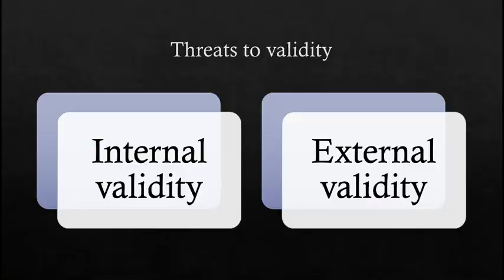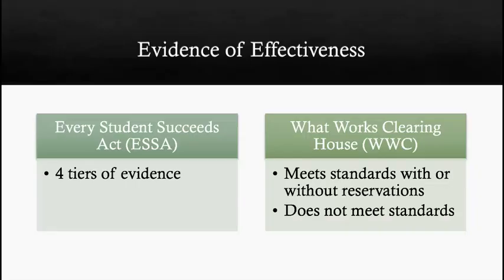After you have thought through the type of design and identified potential threats to validity, you will need to think through what evidence of effectiveness will look like for your project. There are two different systems utilized at the federal level that can be used to look at levels of evidence: Every Student Succeeds Act, or ESSA, and the What Works Clearinghouse, or WWC, design standards. The ESSA system breaks down evidence into 4 tiers, while the WWC looks at evidence as meeting with or without reservations, or not meeting the standards at all.